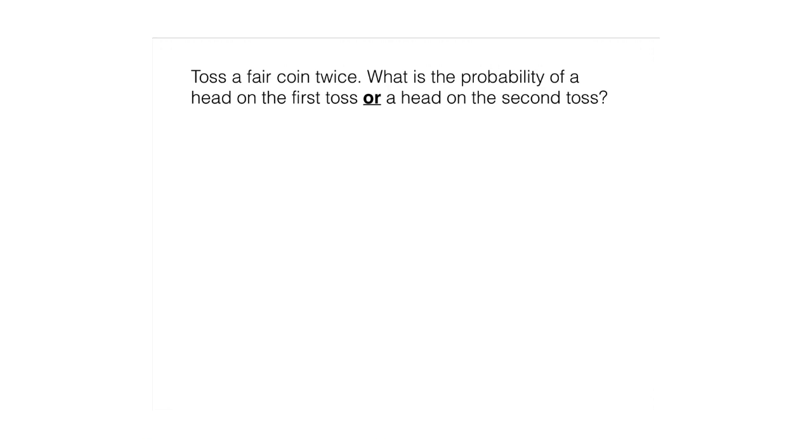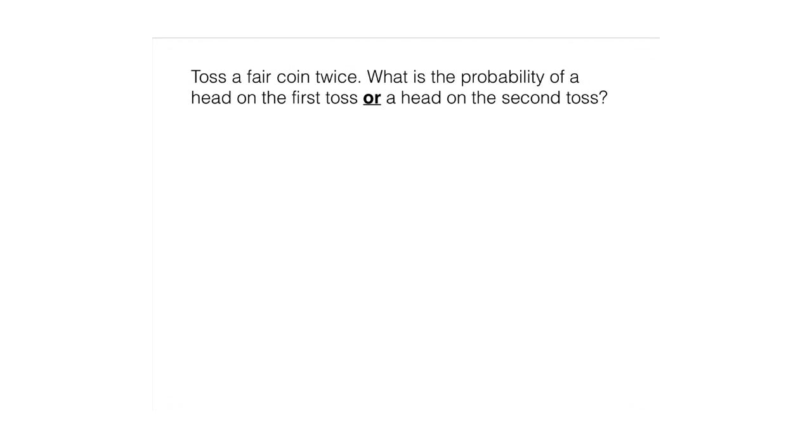Now let's look at some examples of calculating probabilities of an event where the event is the combination of two events, A or B. So for our first example, we'll consider flipping a coin 2 times. Once, twice. Suppose we toss a fair coin twice. What is the probability of a head on the first toss or a head on the second toss?